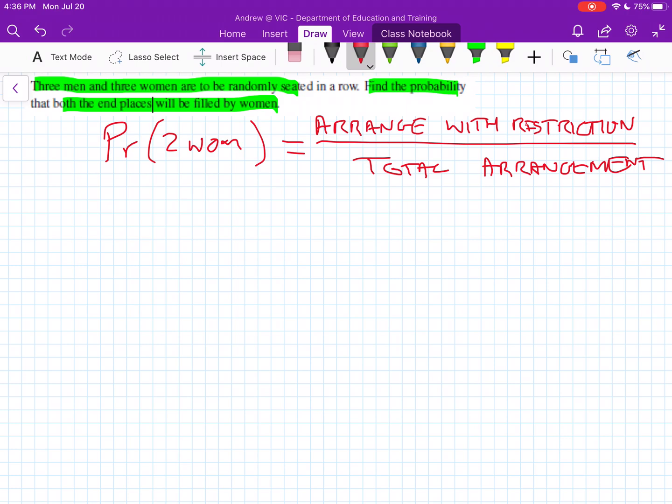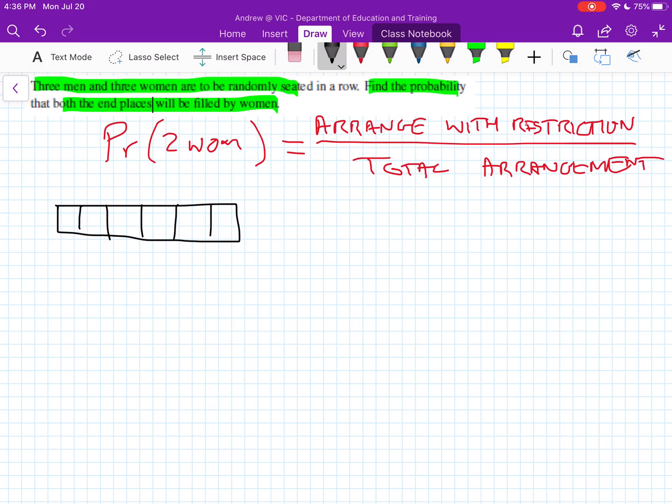So firstly, with restriction, we'll work this out. So 3 men and 3 women are randomly seated. We need to look at the end places are filled by women. So this is permutations because the order matters. It matters which order they sit in, in a row. So we've got 6 boxes here.